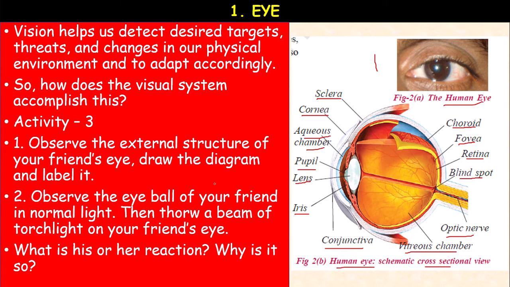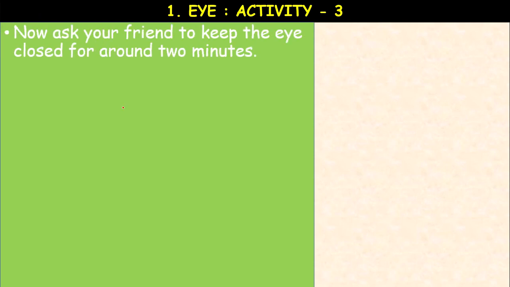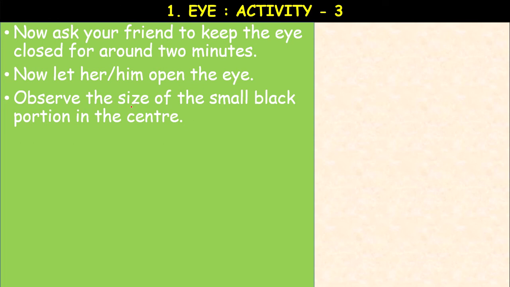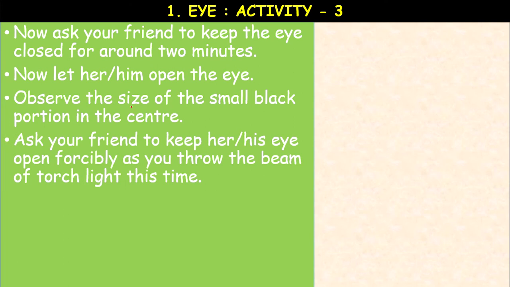Let us study in detail. Now, the fourth step. Ask your friend to keep the eye closed for around 2 minutes. Now let her or him open the eye. Observe the size of the small black portion in the center. Ask your friend to keep the eye open forcibly as you throw the beam of torchlight this time.